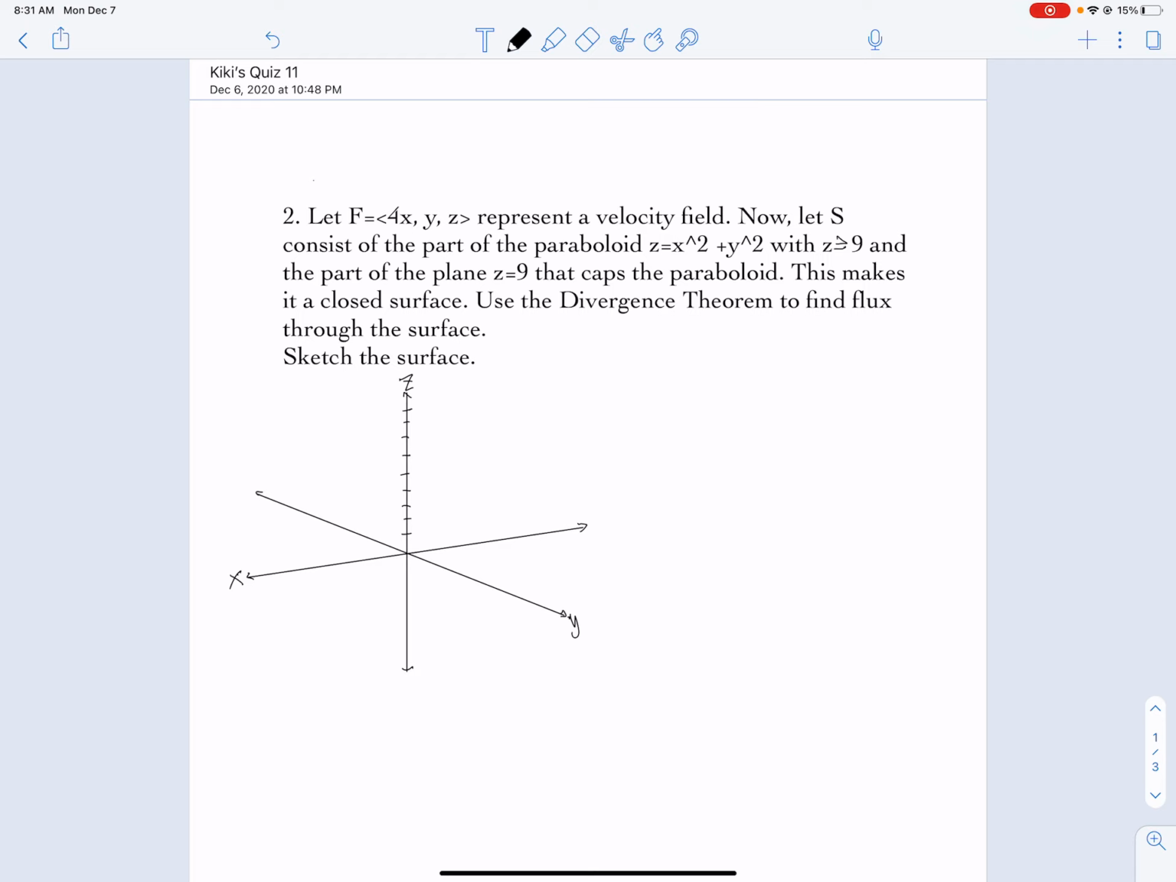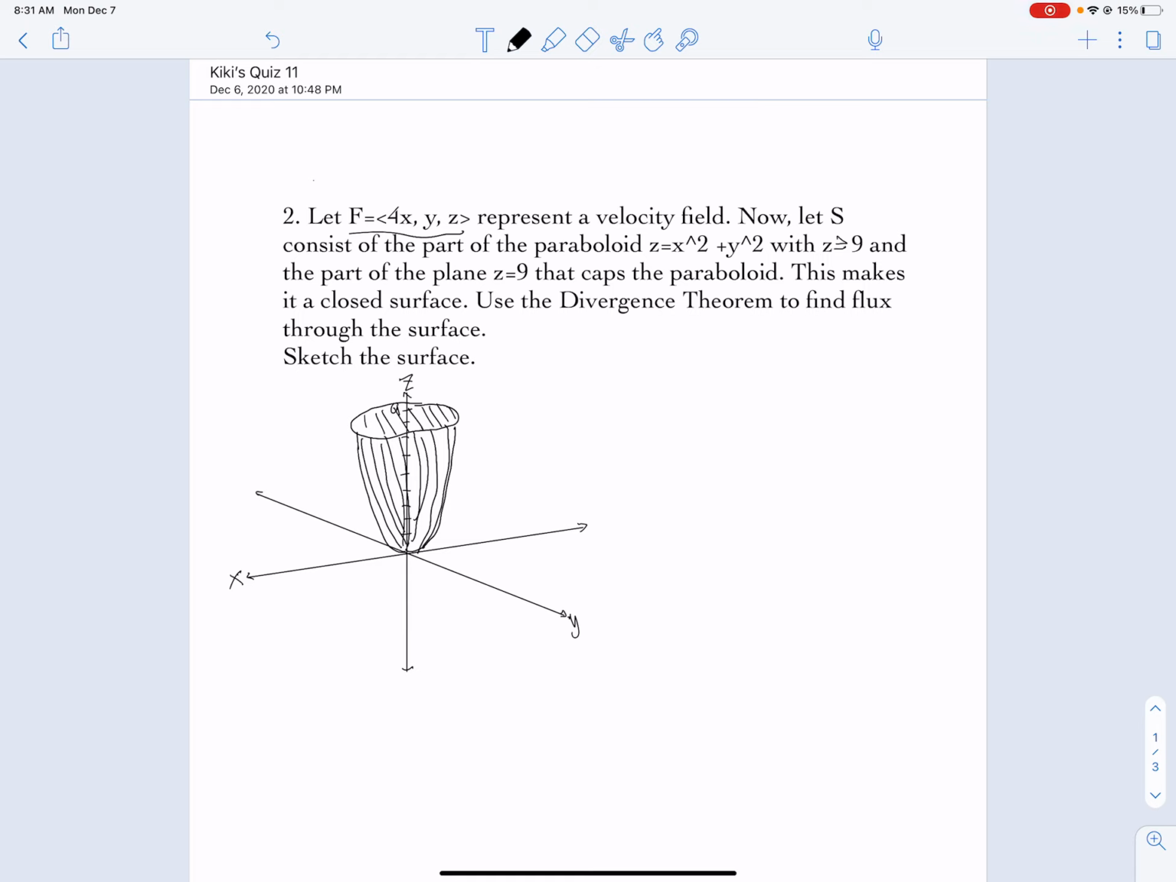So we're going to start by sketching the surface. It's going to be an upward facing paraboloid in the z direction, and it's capped off at around 9. Let's call this 9, at the plane z equals 9. So this is the surface in this vector field.